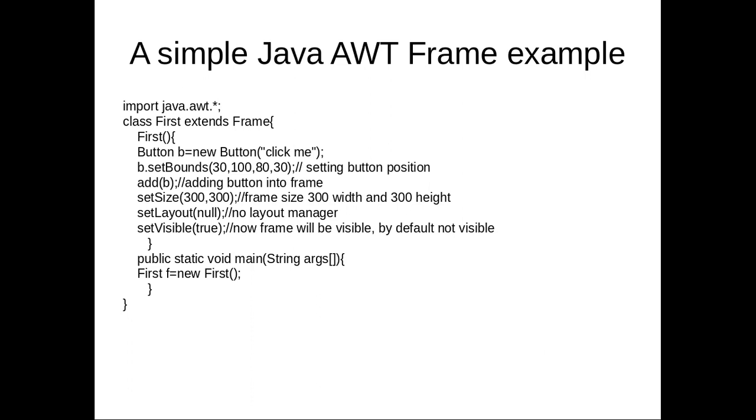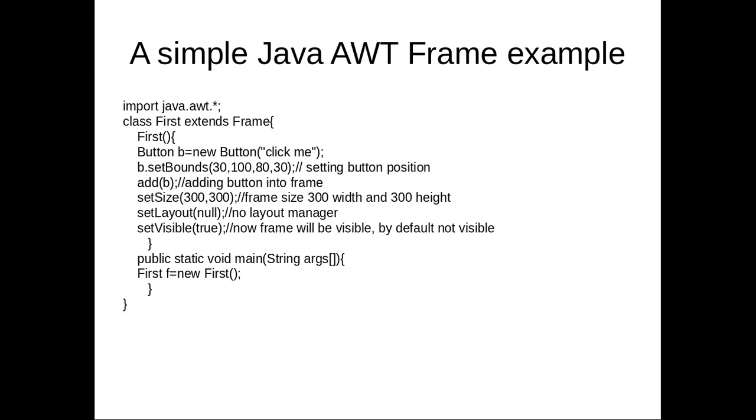Then setSize(300, 300) means the frame size, the width and height of this frame is 300 by 300. Then setLayout(null), that means you are not going to use any layouts. setVisible(true): once you set visible equal to true, then that will be displayed. Okay. So next line is public static void main. You are going to create a First object. f = new First() means you are going to create a First object.